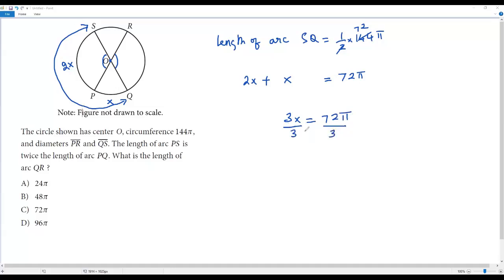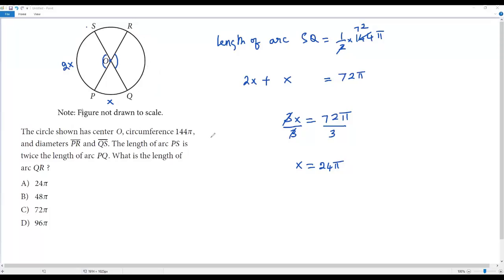When I divide both sides by 3, this 3 cancels out, and x equals, when I divide 72 by 3, I'm getting 24, and we have pi over here. So x is 24 pi. But my aim is to get the length of the arc PS, because once I get the length of arc PS, the same length holds for QR, since these two arcs have the same central angles and they must be equal in length.